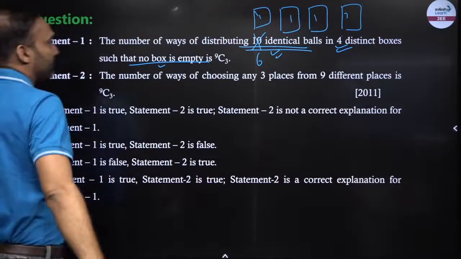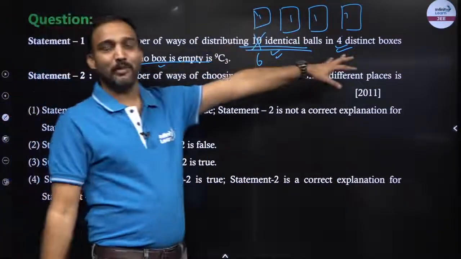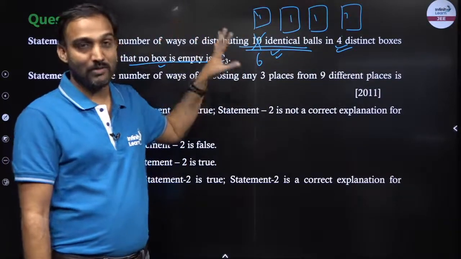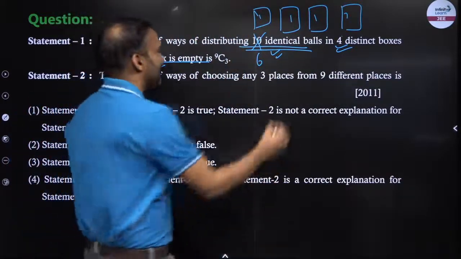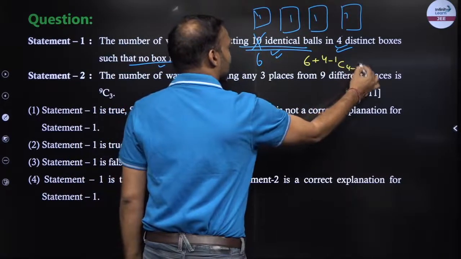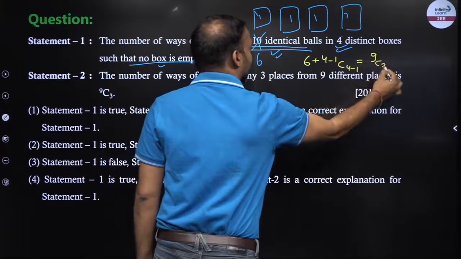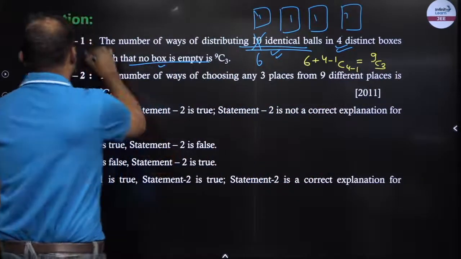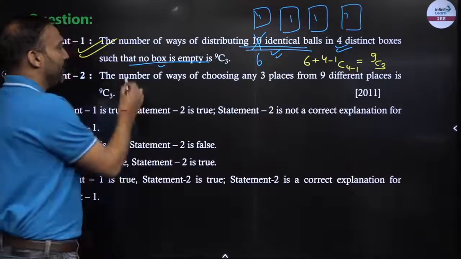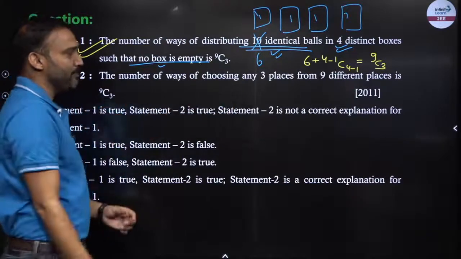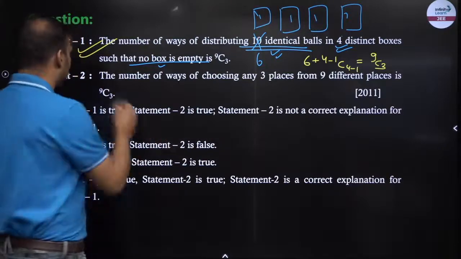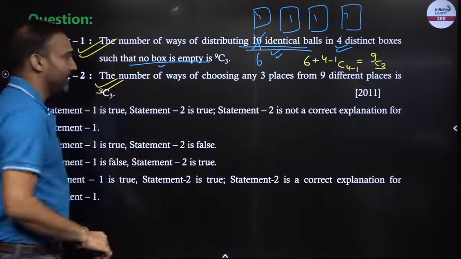So now 6 balls to be distributed among 4 boxes such that any box can have any number of balls now, right? Because I have fulfilled the condition. So my answer would be 6 plus 4 minus 1 C 4 minus 1, that is 9C3. So hence statement number 1 is a correct statement. What is statement number 2? Number of ways of choosing any 3 places from the 9 different places. A selection of 3 out of 9 is 9C3. Very well. This statement is also correct.